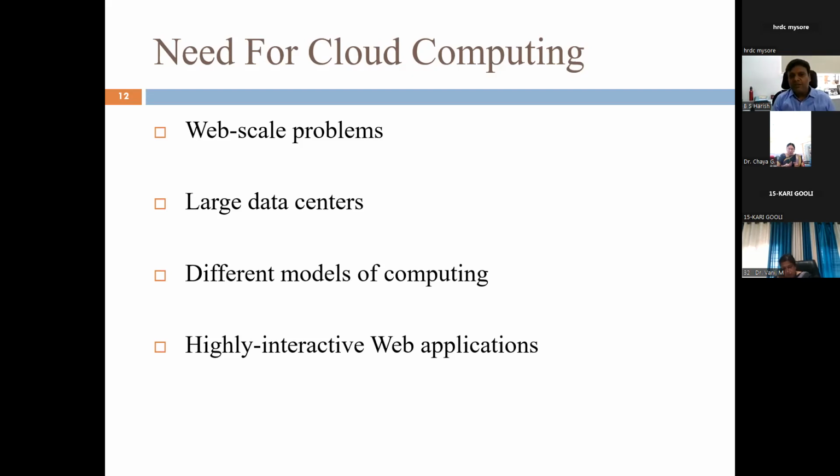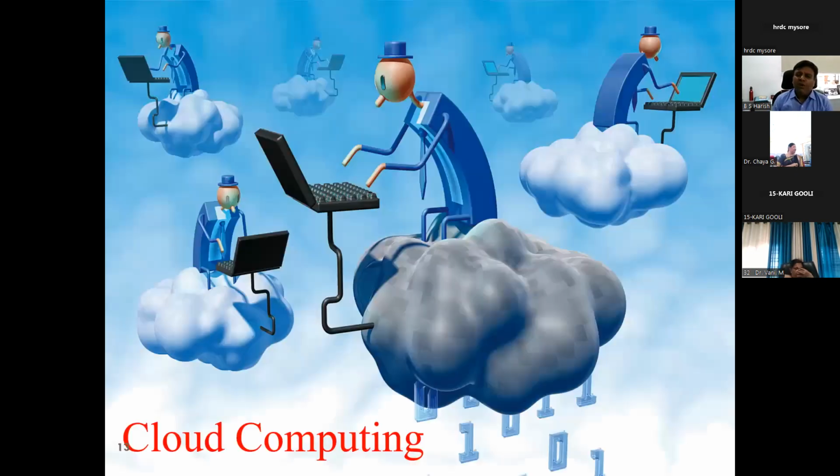Okay, so cloud computing. Web scale problems. See how many web pages there are on the present internet. It's unimaginable, more than billions of web pages. So we have large data centers, different models of computing, and highly interactive web applications. To accommodate all these things, what do we need? We need highly sophisticated machines, highly sophisticated platforms to handle this kind of data, and highly sophisticated services to take care of it.